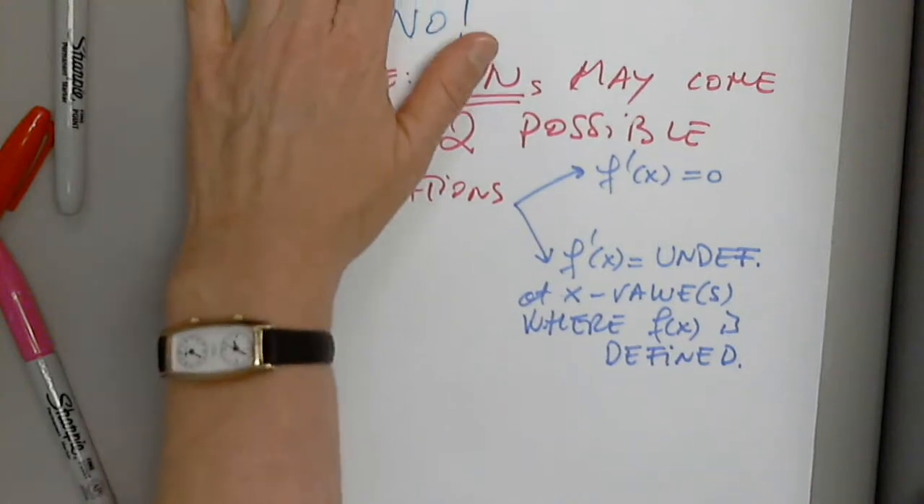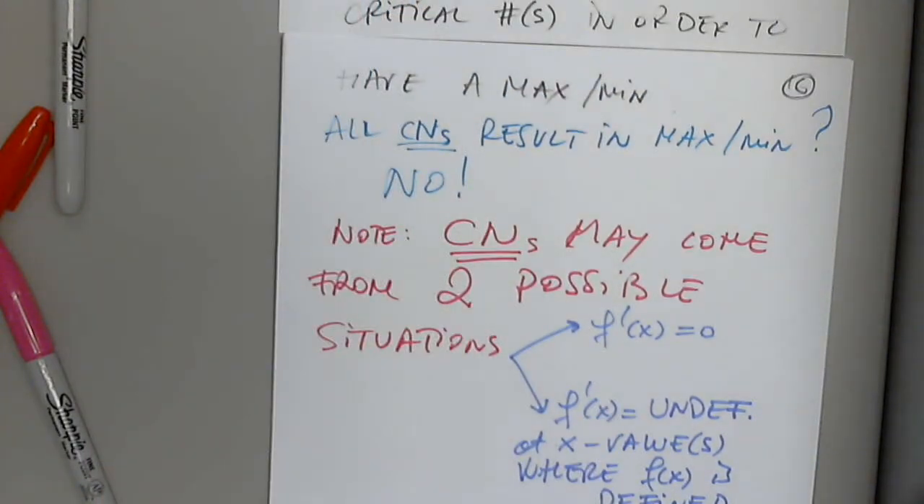Okay, this is a lot. Let's go back from the beginning. So a function, in order to have a max or a min, it has to have critical numbers, or at least one critical number.